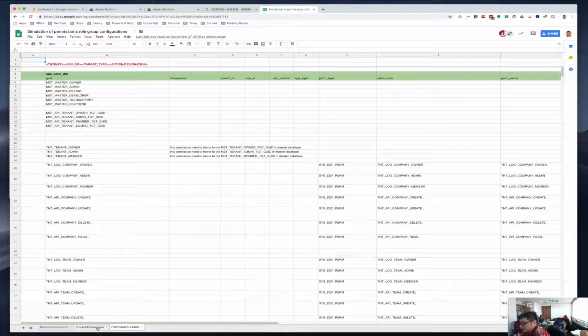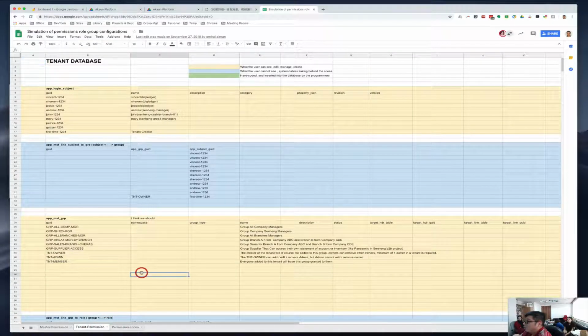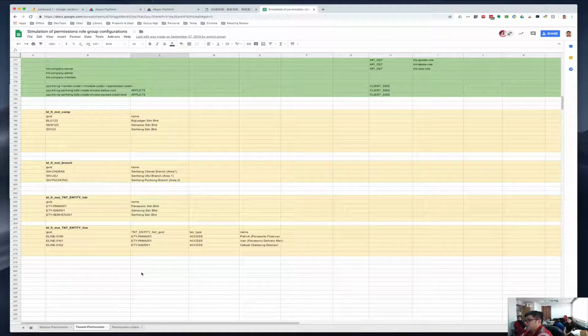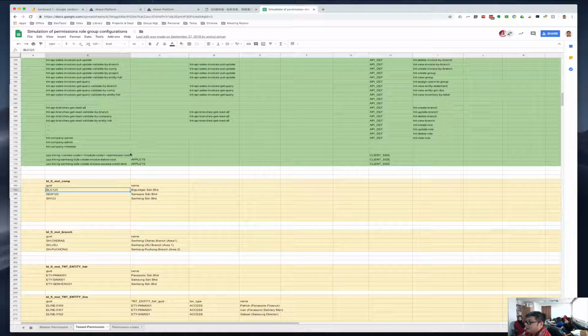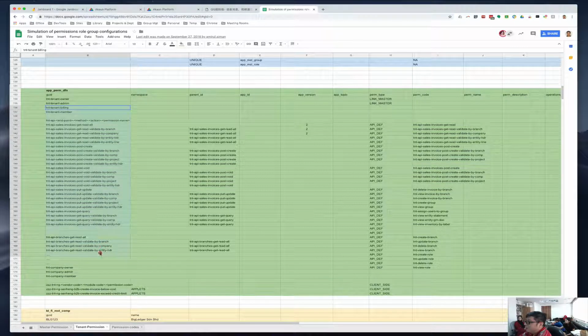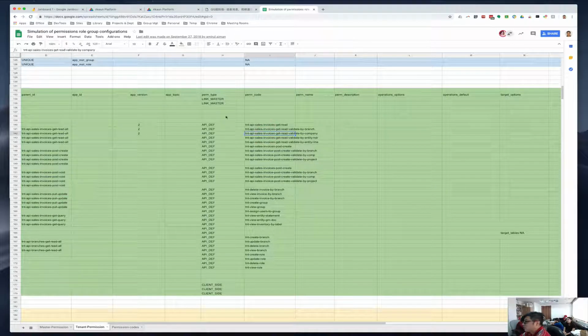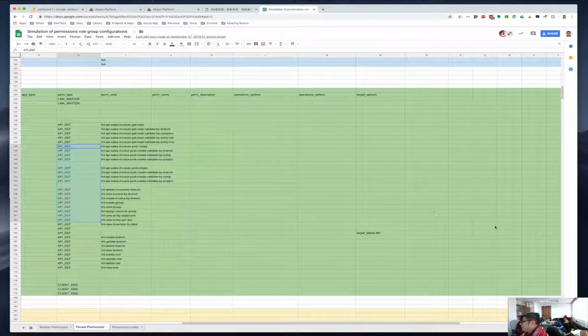If you look at the tenant permission, we also simulate all the way down. This is table by table, so you can see there's an entity. For this entity, we even put examples of Samsung and Panasonic for the Senheng project. After we put Senheng by branch, by company, we also put some sample permission definitions, for example, TNT-API-sales-invoice-post-void-validate-by-branch. And not only that, if you look at each example column, we not only have a permission code here, we have a permission type being defined. When we have a permission type defined, we even have a permission option.